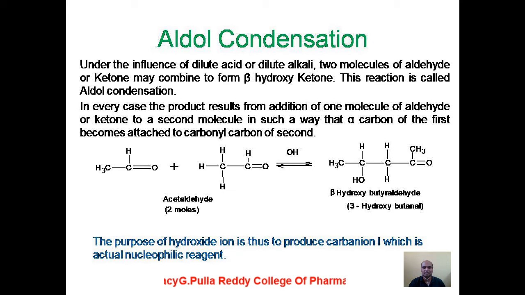Today let us discuss about Aldol condensation. So what do you mean by Aldol condensation? Under the influence of dilute acid or dilute alkali, two molecules of aldehyde or ketone may combine to form beta hydroxy ketone. If you use aldehyde, you'll get the product as beta hydroxy aldehyde. If you use the ketone, you'll get the product as beta hydroxy ketone. This reaction is called as aldol condensation.